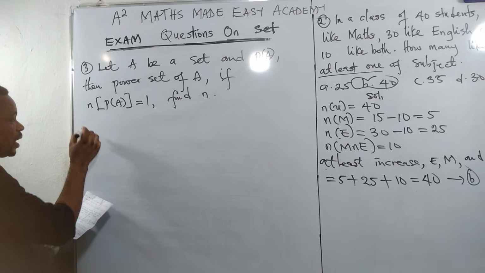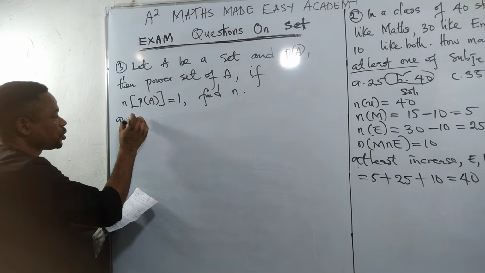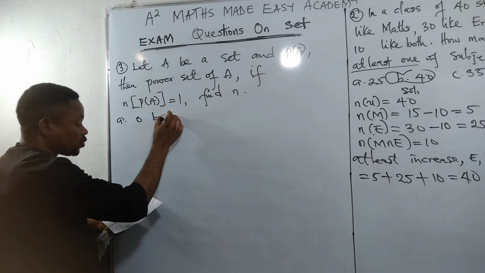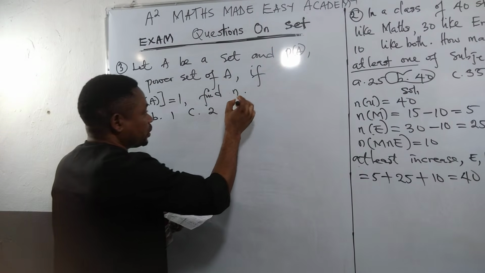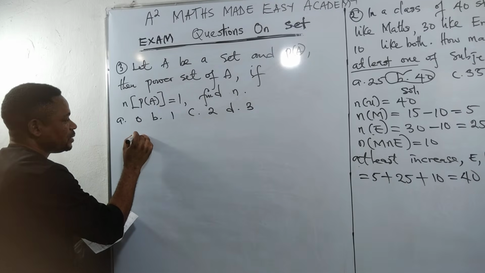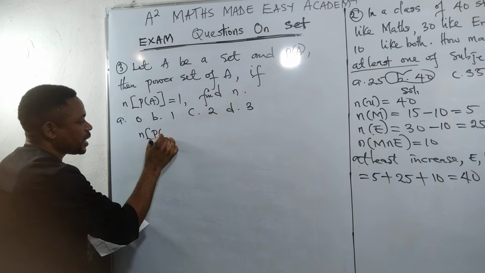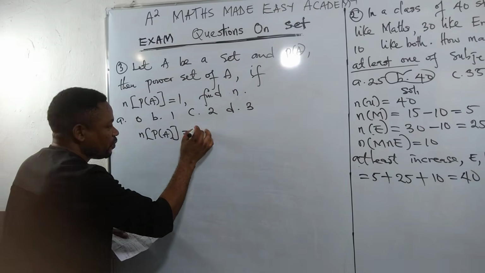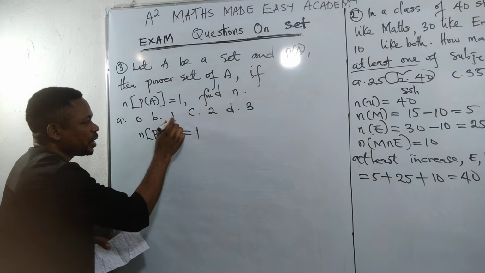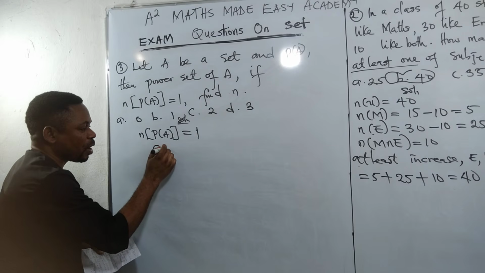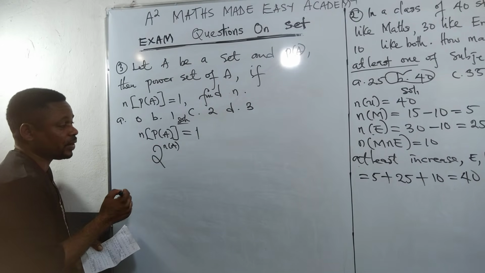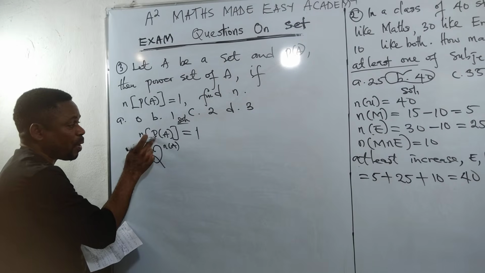Now what is the formula? Can we take a look at the options? Option A says 0. Option B says what? 1. Option C says what? 2. Then option D says what? 3. Now remember that the cardinality of the power set of A is already given as what? 1. Now the question is, what is the formula for cardinality of a power set? Is 2 raised to power n(A). 2 raised to power what? n(A). Don't forget, this is a formula for power what set.